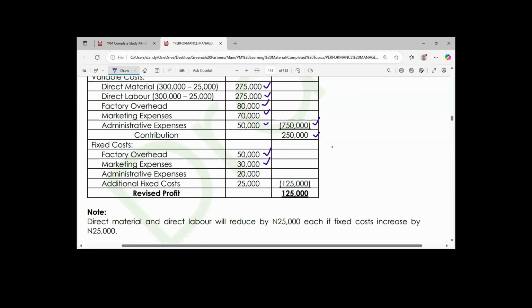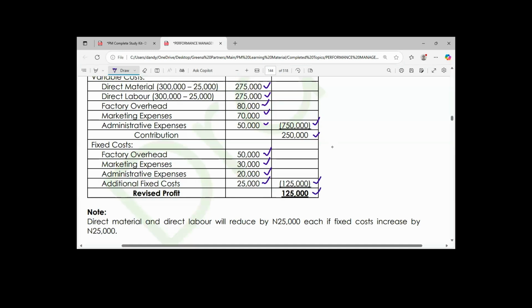We have administrative expenses of 20,000, making 100,000 naira that we have. You are now told that with this new proposal, an additional fixed cost of 25,000 will be incurred. So that takes our total fixed cost to 125,000. Therefore, 250,000 minus 125,000 will give us revised profits of 125,000.